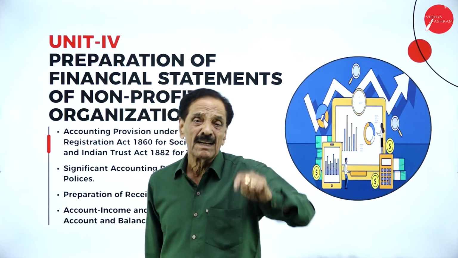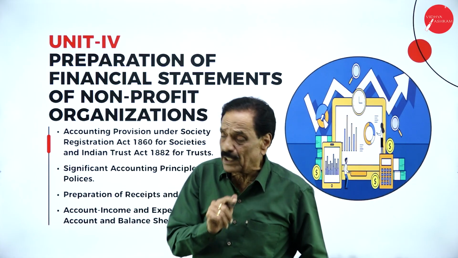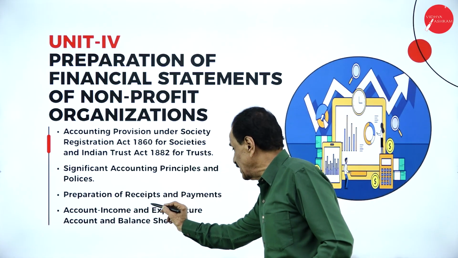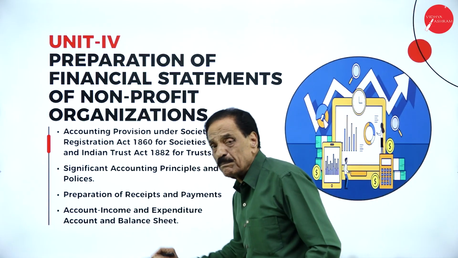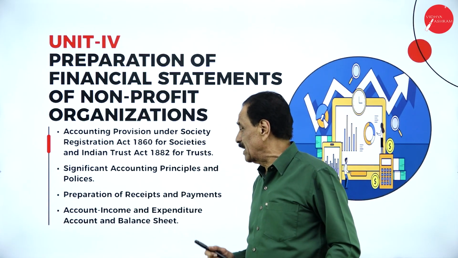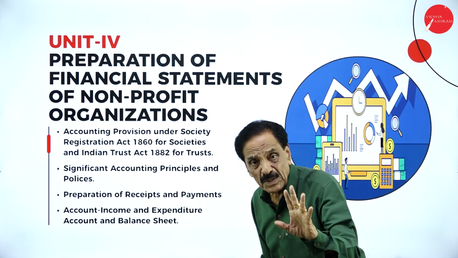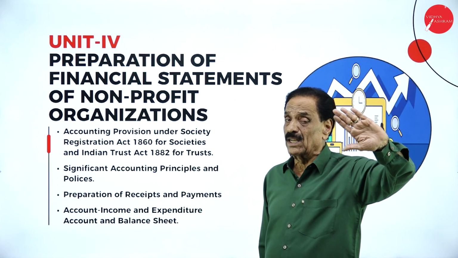We have to prepare receipts and payments account, then income and expenditure account, and a balance sheet. First we prepare receipts and payments account, then we prepare income and expenditure account, then we prepare the balance sheet. Here we won't say profit and loss account because it is not a trading concern, it's a non-trading concern.